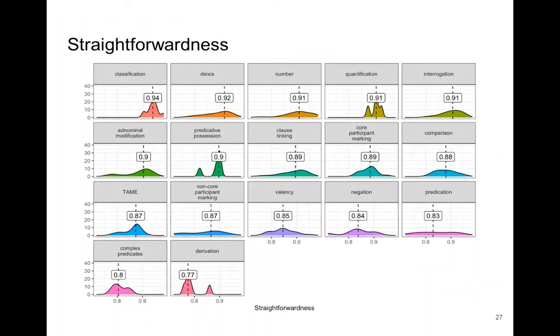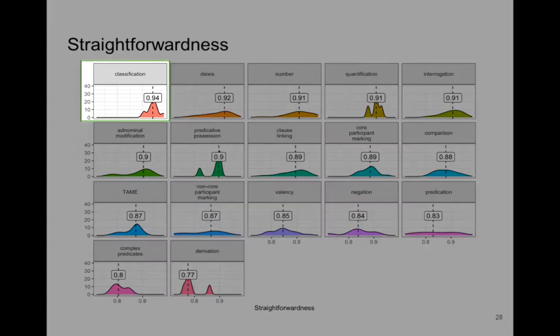These are density plots of the straightforwardness scores for all features per domain. For example, the first plot shows that most features in Grambank dealing with nominal classification cluster around a score of 0.94. The scores we display here are medians, and we ranked the domains from most straightforward to least straightforward.